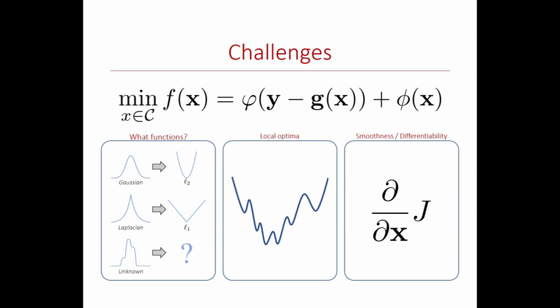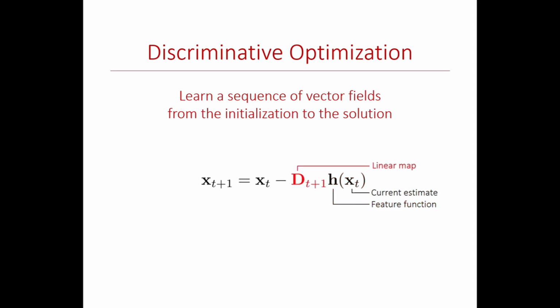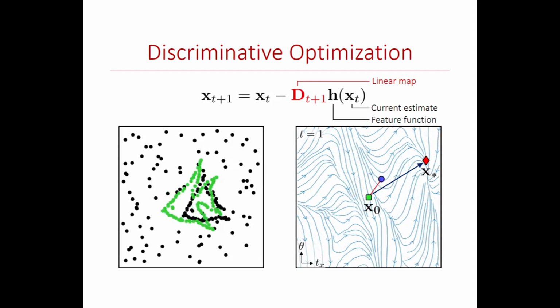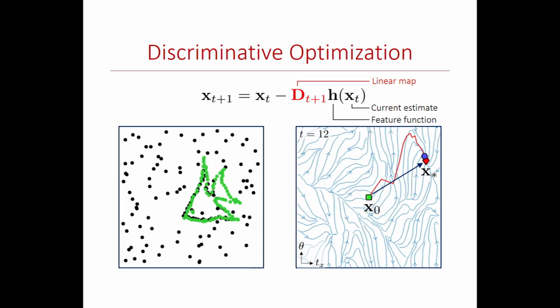To address these issues, we propose Discriminative Optimization, or DO. DO uses training data to learn a sequence of vector fields from the initialization to the ground truth solution. DO relies on the following update rule, where xt is the current estimate, h is a function that extracts some feature at xt, and the matrix dt plus 1 maps the feature to an update vector. The sequence of maps dt plus 1 is learned from a set of training data, and they provide the direction for updating our estimate. By following the update direction from the learned maps dt plus 1, we are able to update our parameter to the correct solution in training and testing.